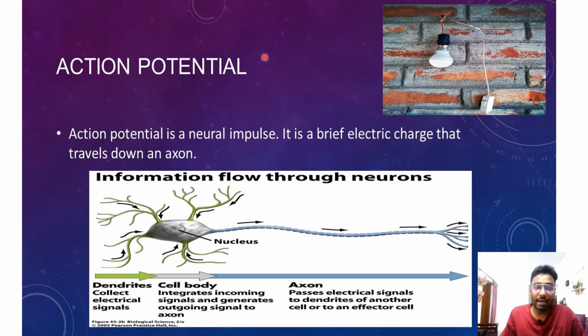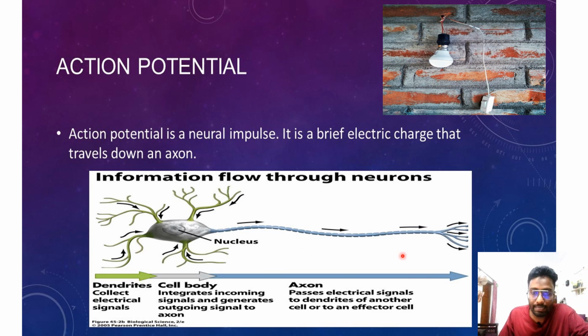Now let us see what an action potential is. Action potential is a neural impulse. It is a brief electric charge that travels down an axon. You understood what I mean? These action potentials are electrical signals that travel down the axon of a neuron.